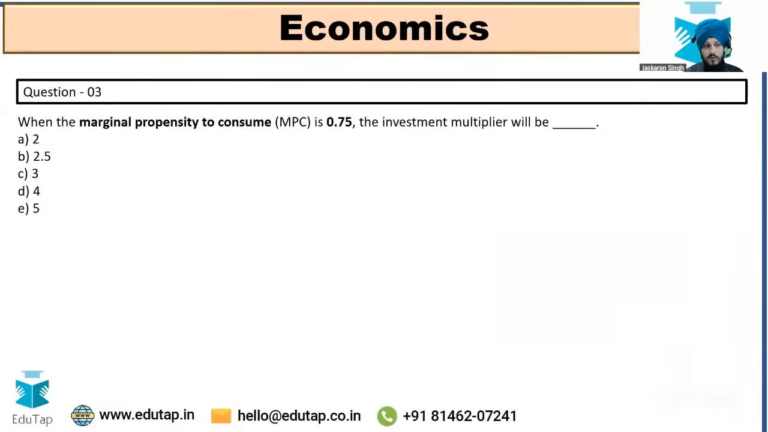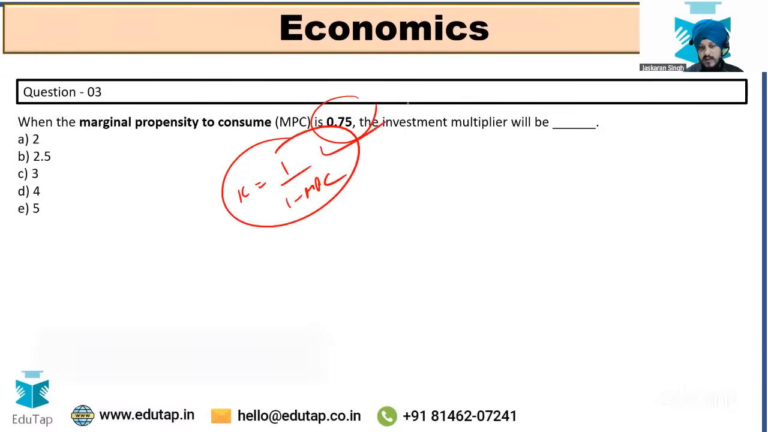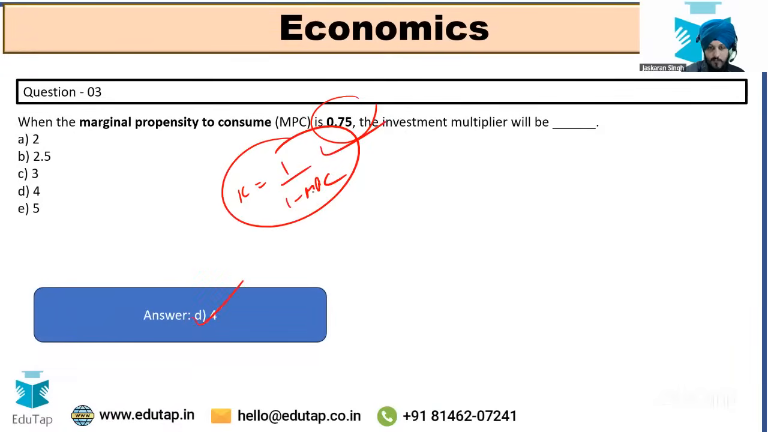Now moving on to question number 3. When the marginal propensity to consume is 0.75, the investment multiplier will be what? Over this question, you just had to apply the formula K is equal to 1 upon 1 minus MPC, which is marginal propensity to consume. If you apply this formula, you can easily find the answer, which is 4.